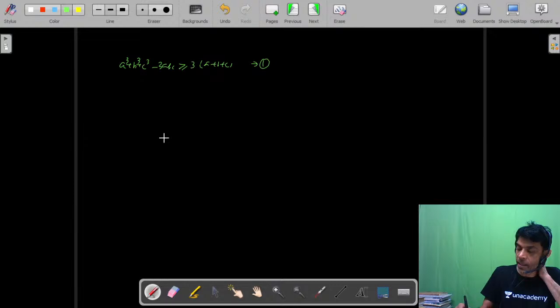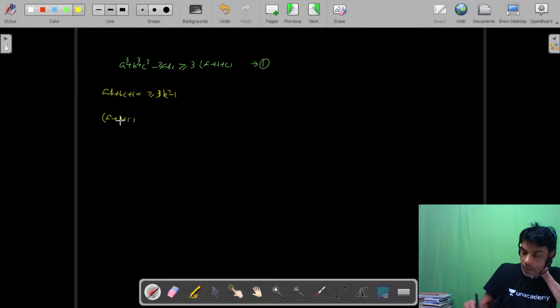Given ab plus bc plus ca greater than or equal to 3k squared minus 1, let's use that. I want to find a bound on a plus b plus c. This is my goal now, my new objective.